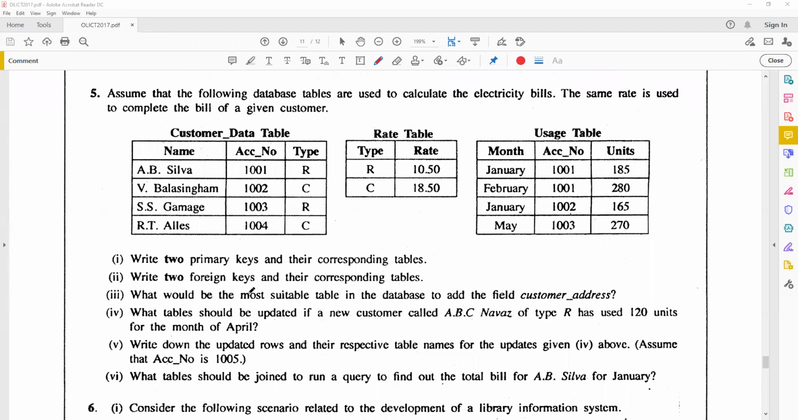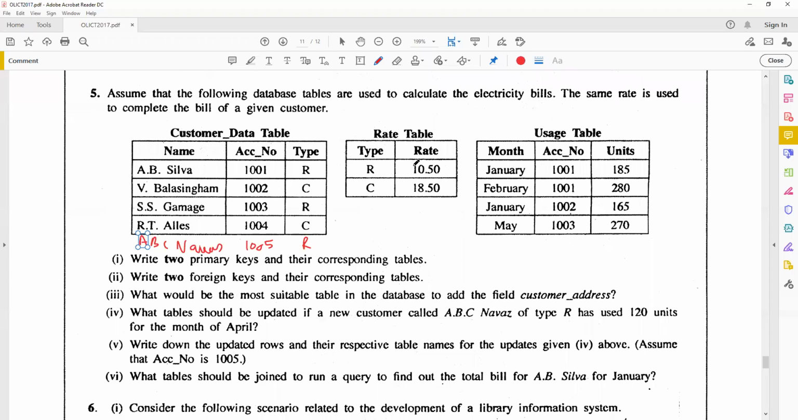Okay, so in this particular case, we have to include the customer name, Navas. So I have to type ABC Navas. So that is here, I have to put ABC Navas. Yes, and then the type is R, so this is R, and the account number is 1005. So this is given.